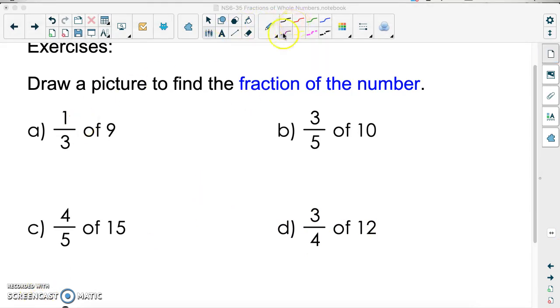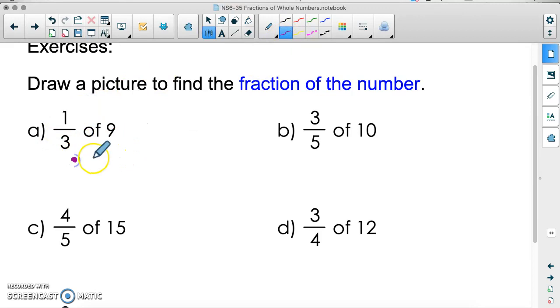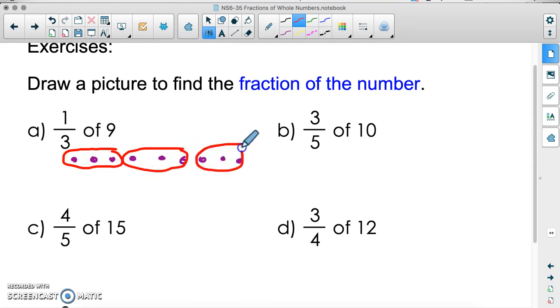Let's do A together. We want 1/3 of 9. So I know I'm going to need 9 objects. So I'm just going to draw little circles to make it easier. 5, 6, 7, 8, and then 9. Now I need a 1/3, so I need 3 groups. So 1 group, 2 groups, 3 groups, and I'm giving away 1/3 of them. So I would be giving away 3.